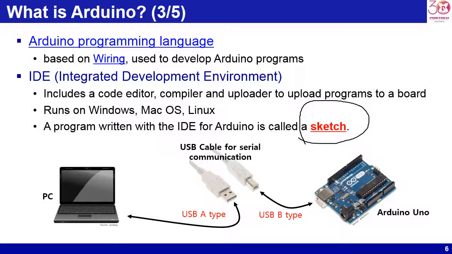To look at how Arduino works, first, you have to connect the Arduino board to your PC using a USB cable. This is needed for serial communication between the board and PC. USB A type is connected to the PC, and USB B type is connected to the Arduino board.